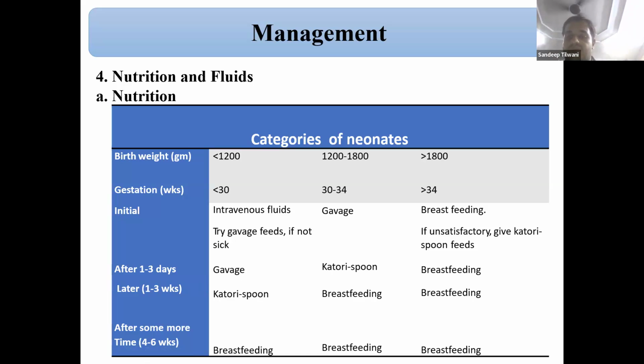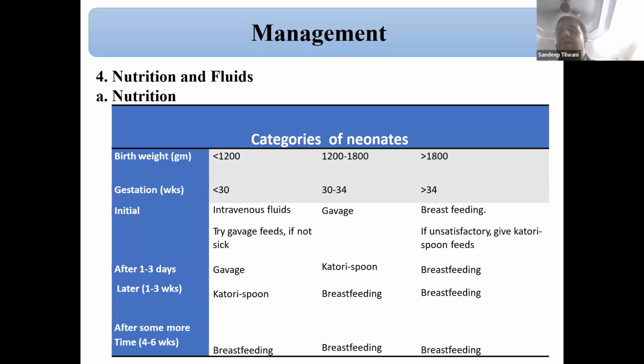Similarly, if the baby is born between 30 to 34 weeks of gestation, the initial method of feeding would be gavage feeding because, as I told you, the suck swallow coordination would not be very adequate in these babies. So initially, we go for gavage feeding. Then, once they are comfortable with that and they are tolerating feeds, slowly we try to introduce katori spoon feeds. And once they are comfortable on that, next we introduce breastfeeding directly once the baby attains sufficient maturity.